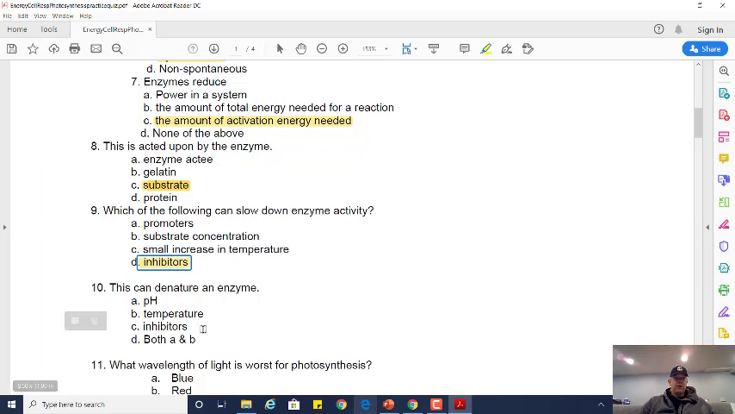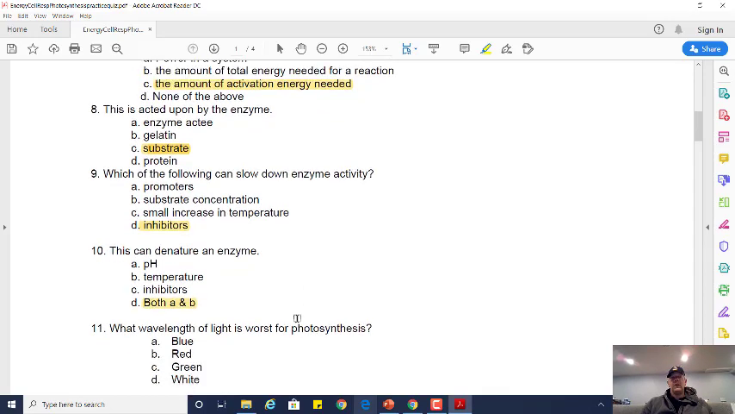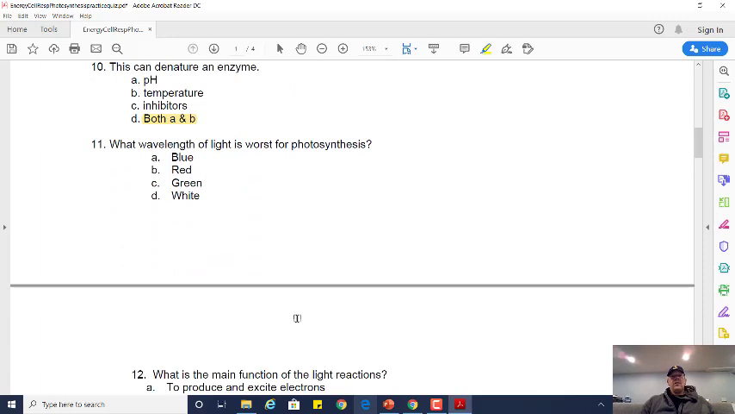This can denature an enzyme. Well, pH can and temperature can. Inhibitors probably not. But in that case, both A and B is probably the best answer. What wavelength of light is the worst for photosynthesis? That's green. Green reflects, doesn't get absorbed that well.